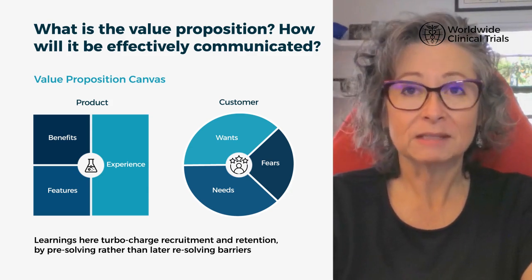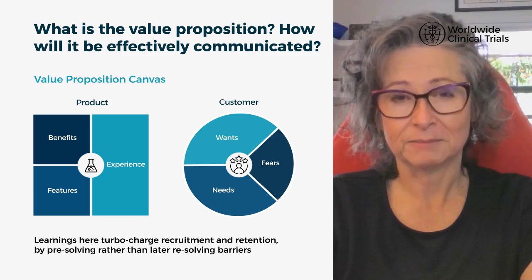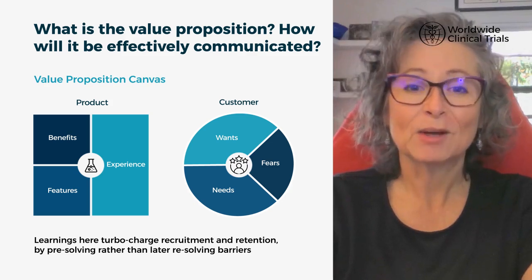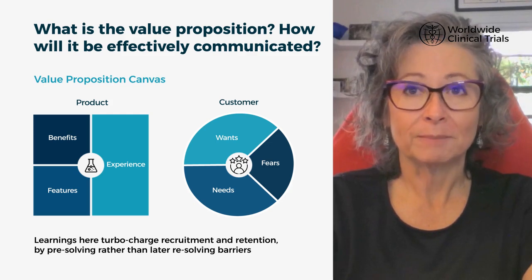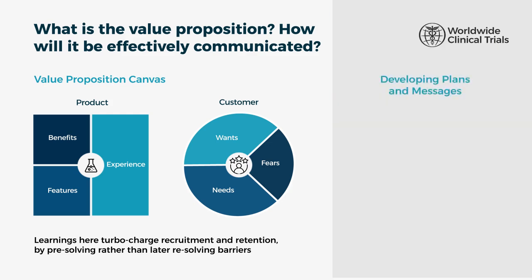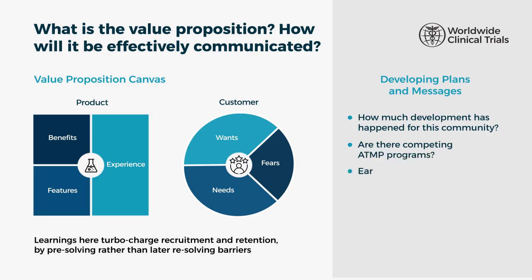But if you haven't yet, this is the perfect time to be going out and talking with the community, learning from them on what is important for optimizing the operations of this program. Lots of factors will play into that. How much development has already happened for that community? Are there competing gene therapy programs? Is this an early phase program, a late phase program?